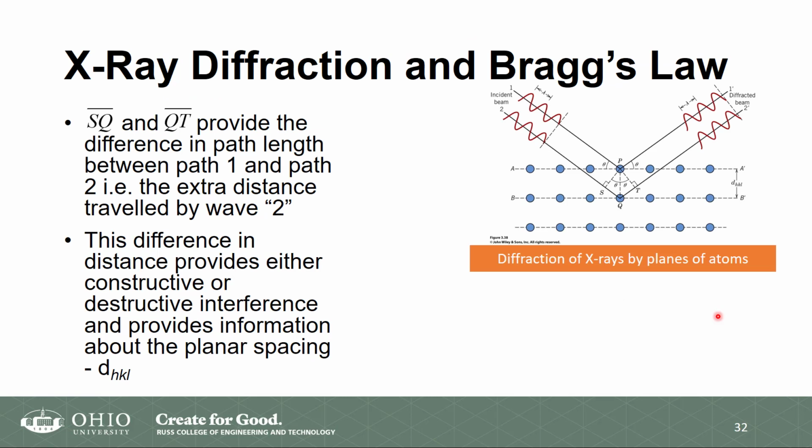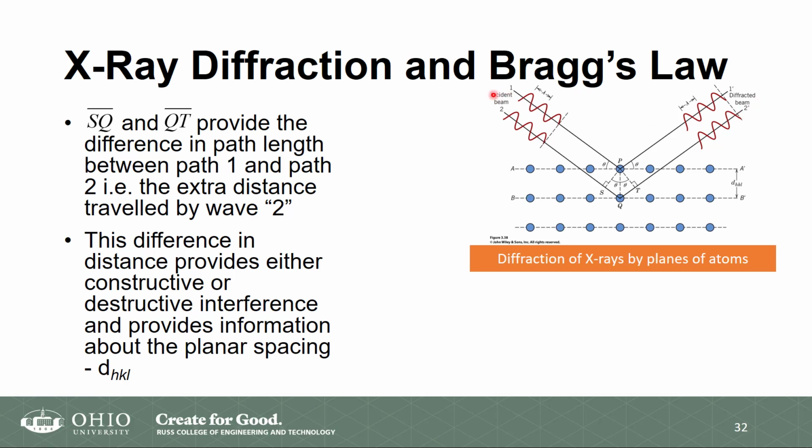And so what happens when X-rays are diffracted? We start with one wave. We have two waves here, wave 1 and wave 2. Wave 1 hits this atom and gets diffracted in one direction. Remember that these are regular spacings, and because the wave cannot pass through this particular atom, it gets pushed out. Then wave 2 goes through, hits an atom below, and gets diffracted as well.